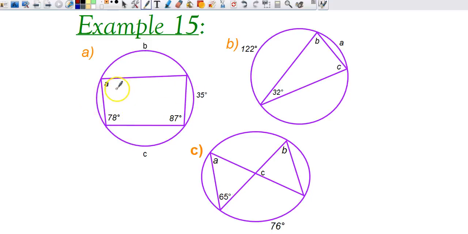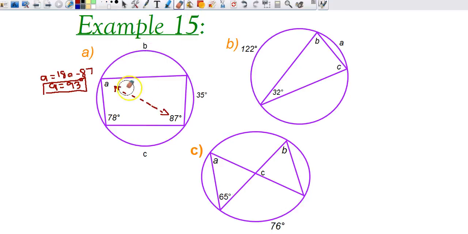So let's start with A. A is opposite of 87. These are supplementary, so A is going to be 180 minus 87. I'll put that in the calculator and you're going to get 93. B doesn't just come naturally. You have to do a little bit of work to get B.